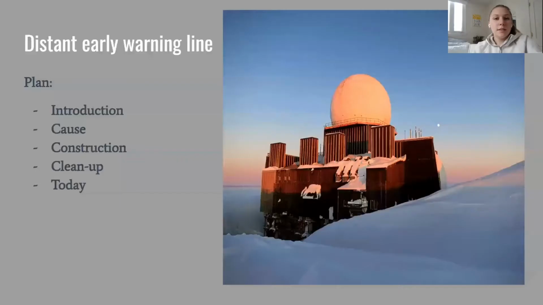I'll start off my presentation by doing a little introduction and then speaking about the causes towards the construction of the DEW line. Then I will give you details about the actual construction of the DEW line from a pilot's point of view. And finally, I will end the presentation by explaining the cleanup and what the DEW line is today.